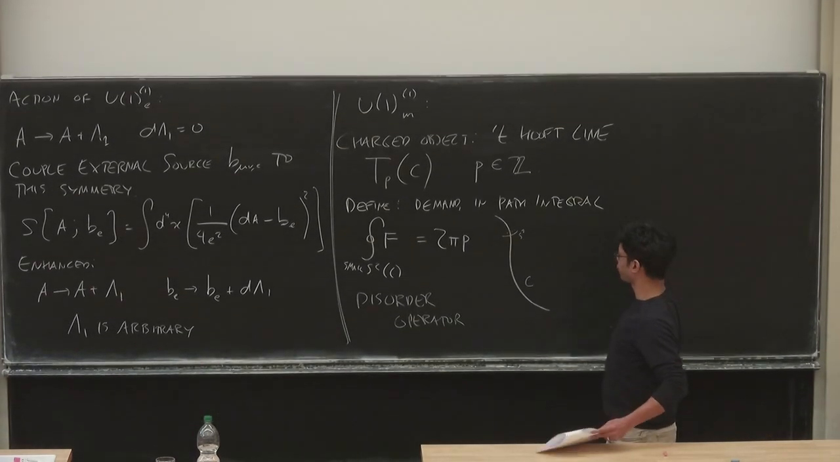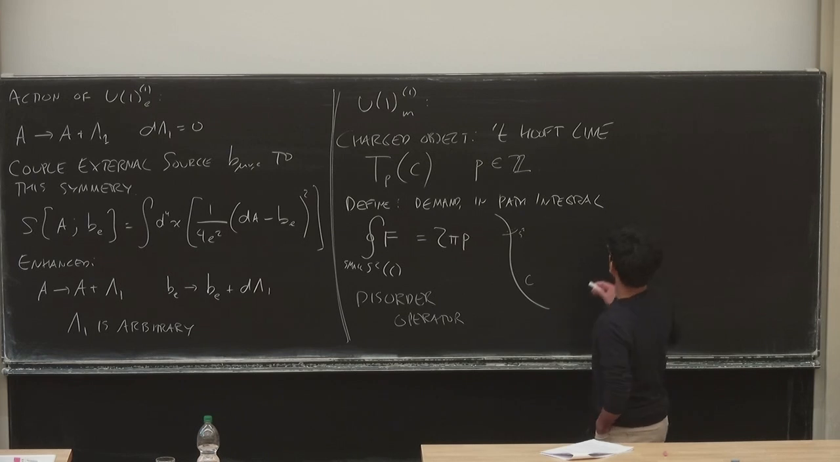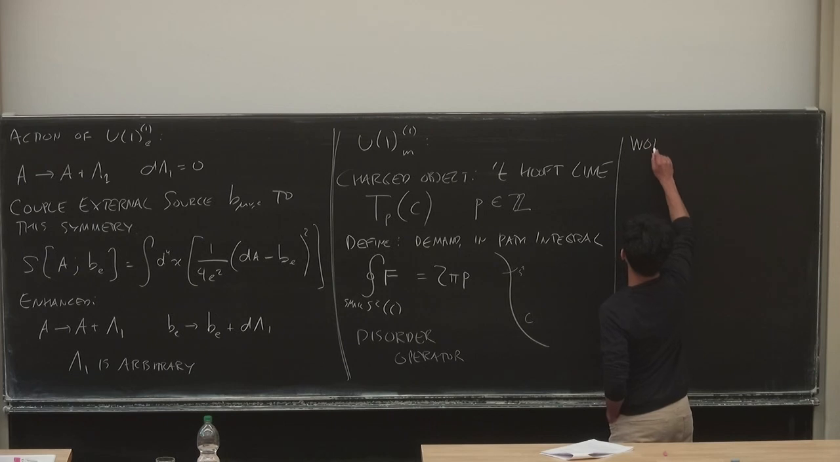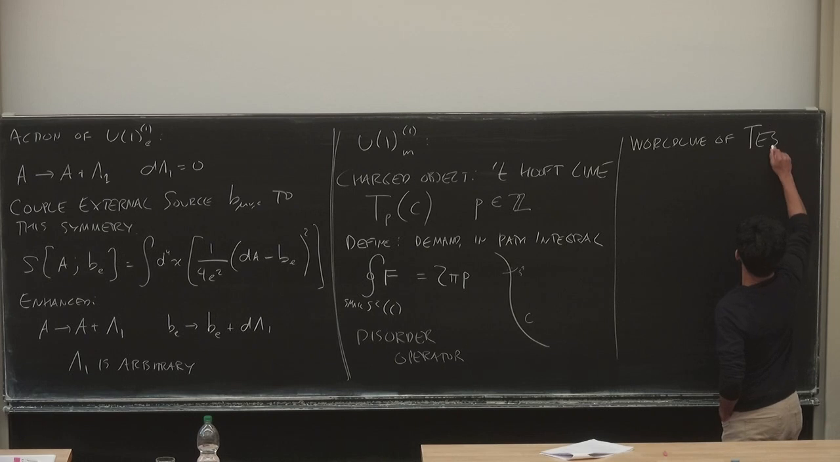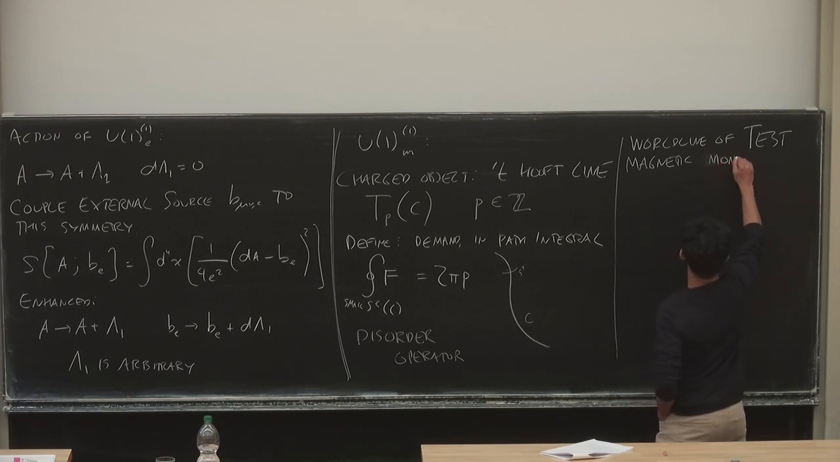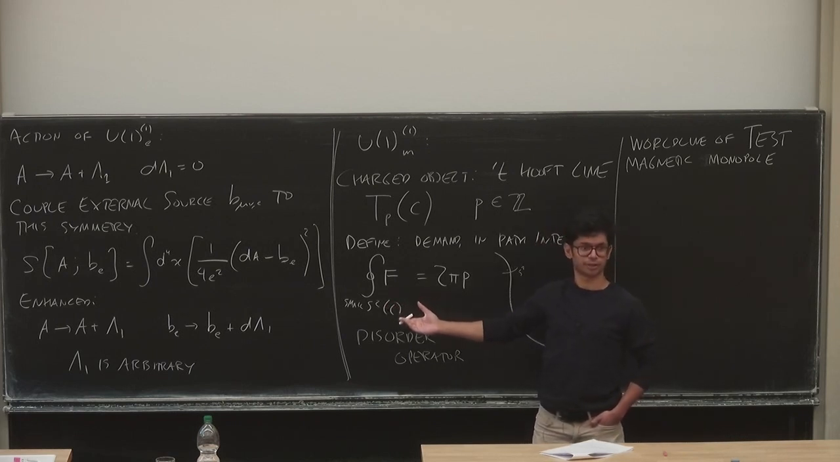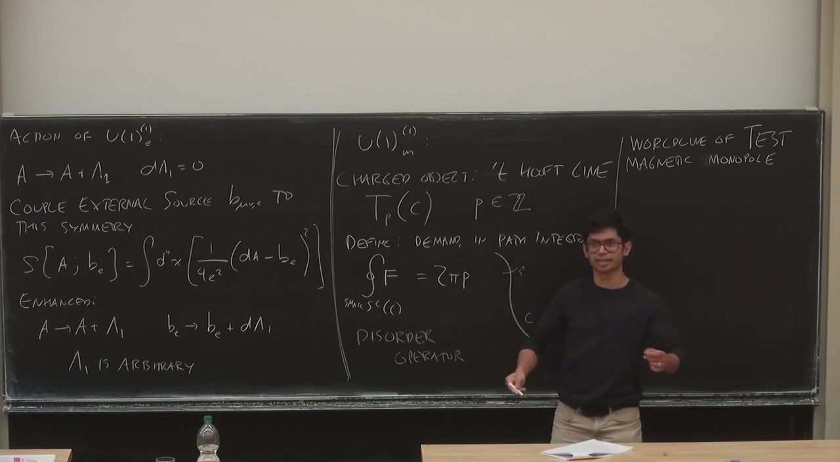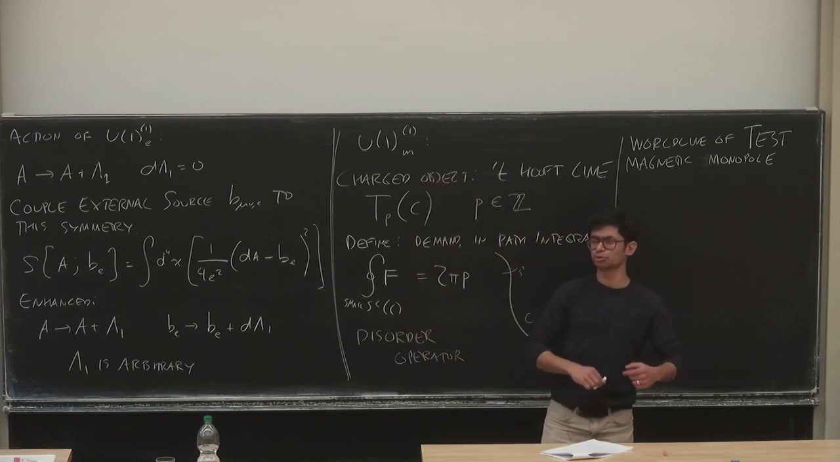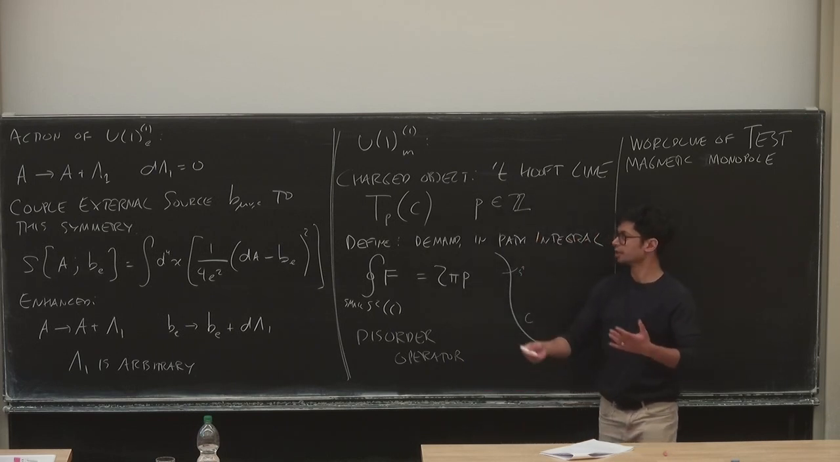Now, physically, what is this thing? Physically, this is the world line of a test magnetic monopole. Okay. A Wilson line is the world line of a test electric charge. And this thing is the world line of a test magnetic monopole. Okay? So what you're really doing when you insert a 't Hooft line is you're saying, I am demanding that a magnetic monopole live its life along my curve C. What will that monopole do to all the other fields? Okay? That is what the 't Hooft line does for you.